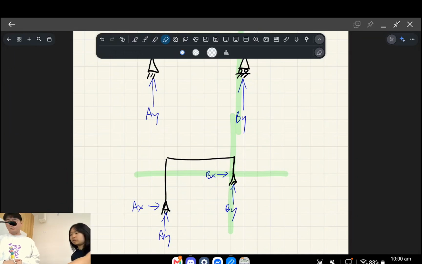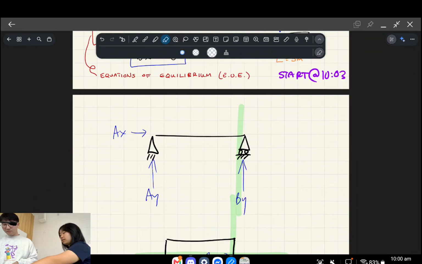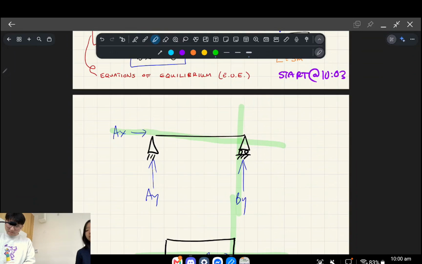And I guess intuitively, it makes sense that if you pick this point, then you don't have to solve for AX. But if you picked the point at B, wouldn't you still have 2 lines of action going through it?